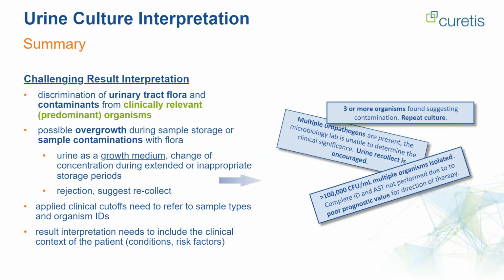So in summary, result interpretation is challenging. How to identify the ones with a putative clinical relevance, which are often the predominant ones, how to discriminate from overgrowth and contamination, when to reject a sample due to its low prognostic value, and all of these questions need to be answered in the light of the clinical context, the sample types, and the organism IDs.